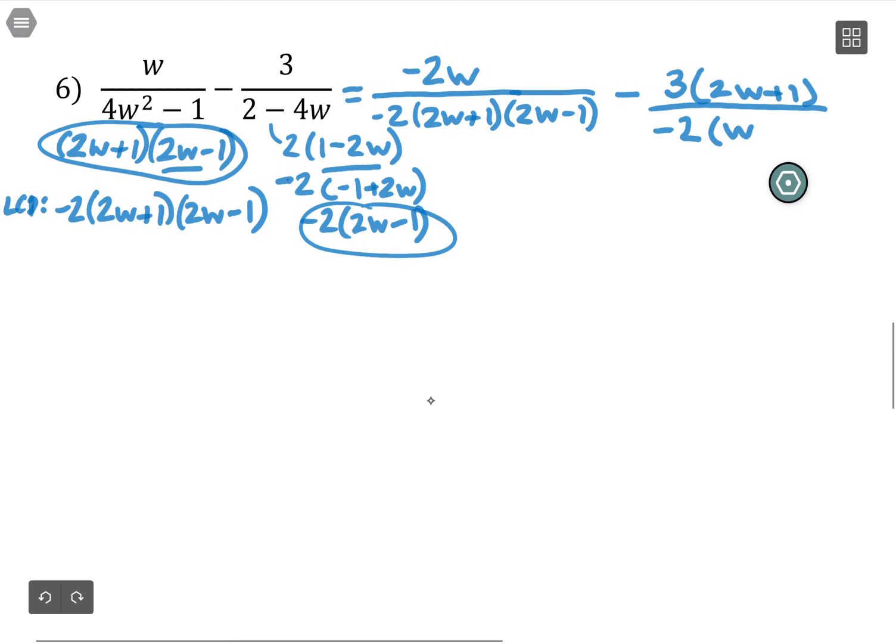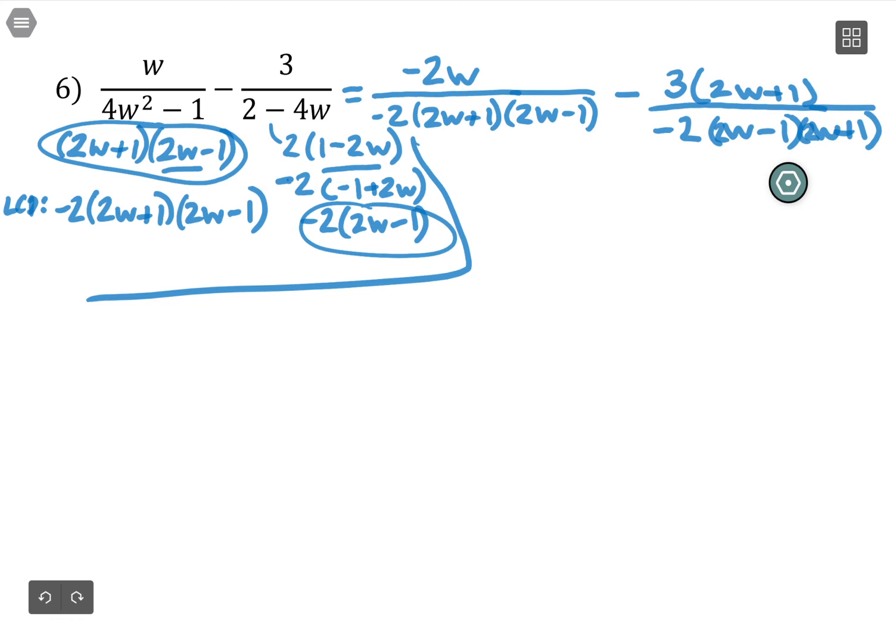Let's see, w minus 1, w plus 1. Okay, so we want to make sure we have a common denominator, and we do, even though I wrote that one wrong, 2w minus 1. I wrote both of them wrong, 2w plus 1. Okay, so order doesn't matter. Those are factors. Multiplication can be rearranged. They do have all the same factors, which means I should be good to continue.